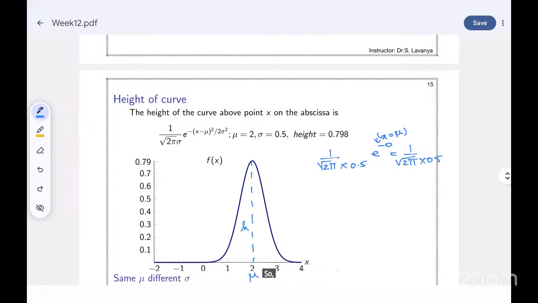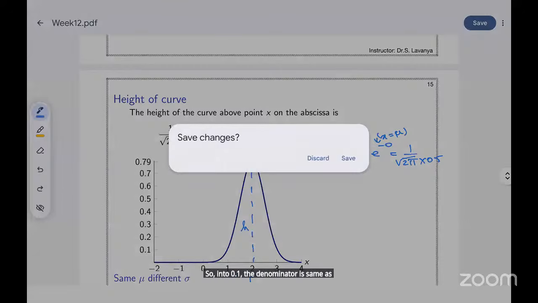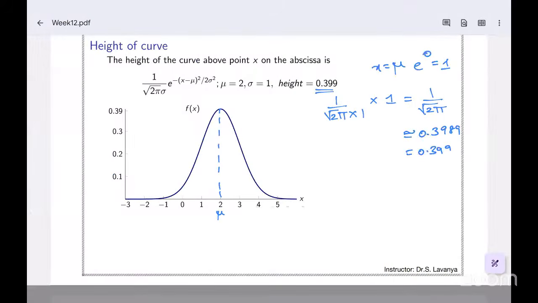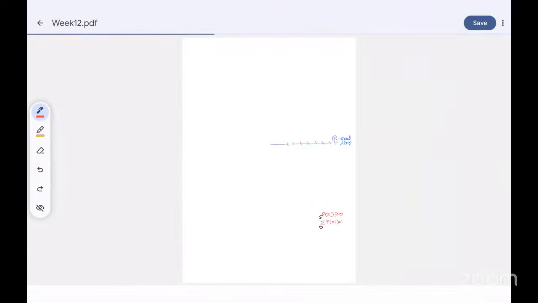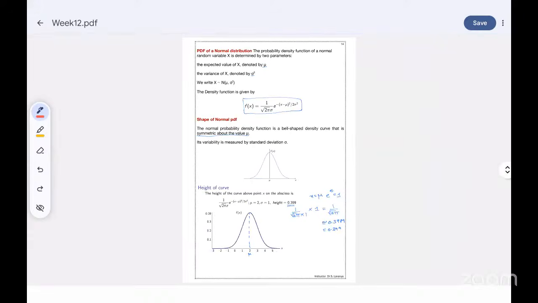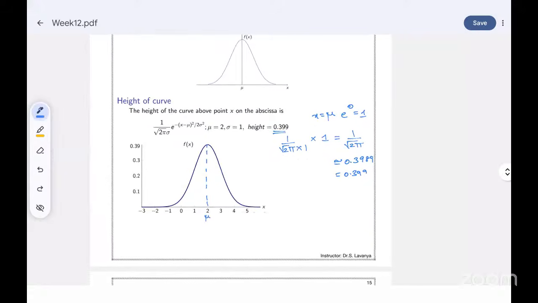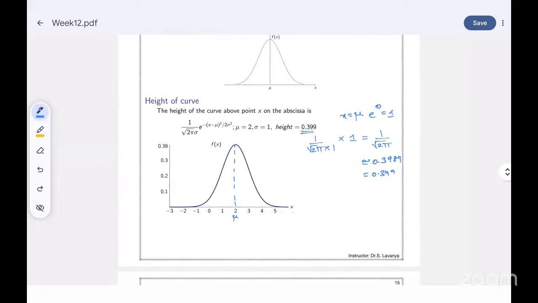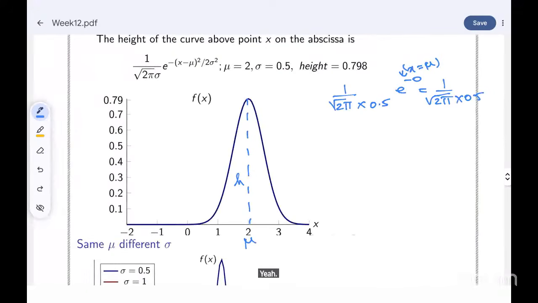So into 0.5 in the denominator is the same as 2 times 1 by square root of 2 pi. So the answer is 0.798. How did we get this? Is that clear? So it's just the change of sigma here.